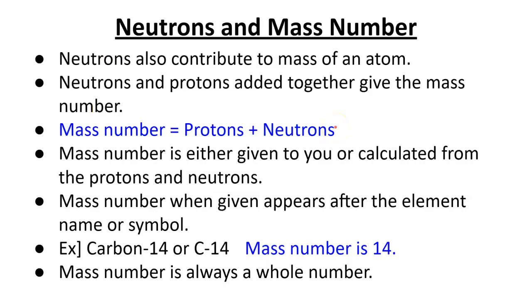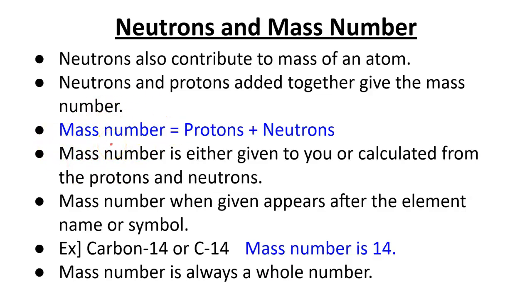So neutrons are also going to be talked about here. And why? Because they contribute to the mass of an atom. So the mass number is going to be equal to the number of protons plus the number of neutrons. Okay, and this is an exact number. We're a little bit in the theoretical here.